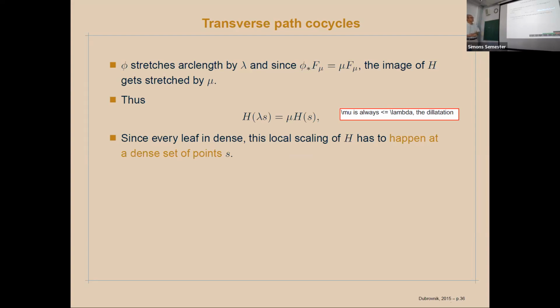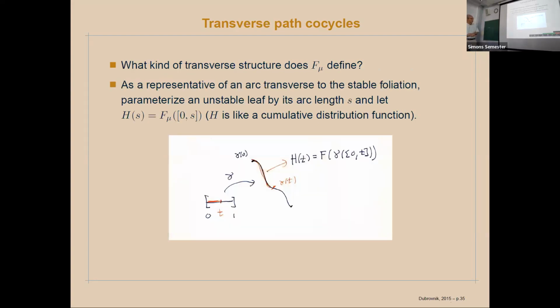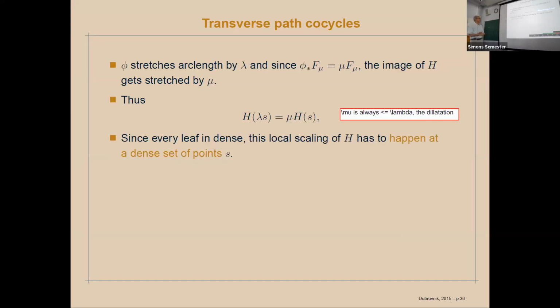Now leaves are dense. So again, this is much trickier than this, but this is just the heuristic. So whatever this H is, it has this kind of scaling everywhere, or at least on a dense set of points. Now, lambda is different than mu. Well, if lambda equals mu, then we're a different story. All right, so this is happening.